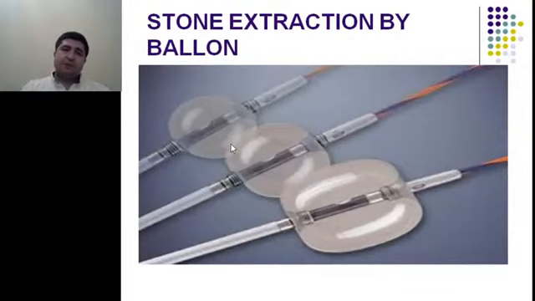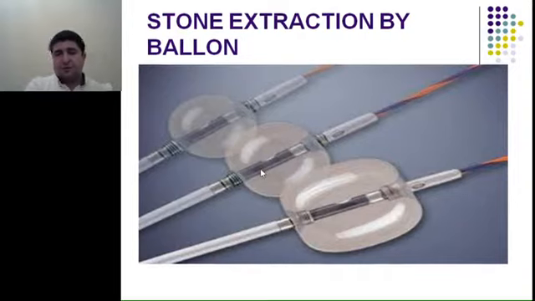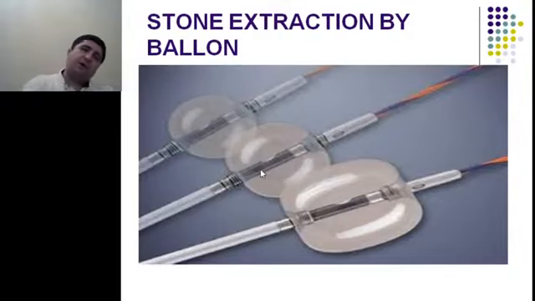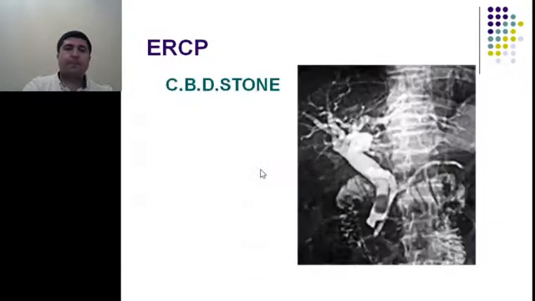Also, we can use balloon catheters for removing the stones. These are special catheters with a balloon on the end. We enter these catheters into the common bile duct, open the balloon, and try to remove stones. But the Dormia basket, of course, is better.